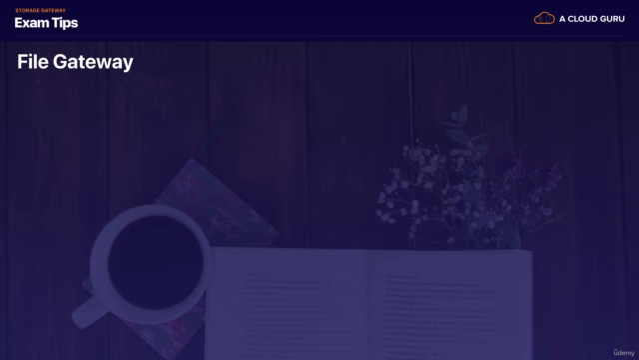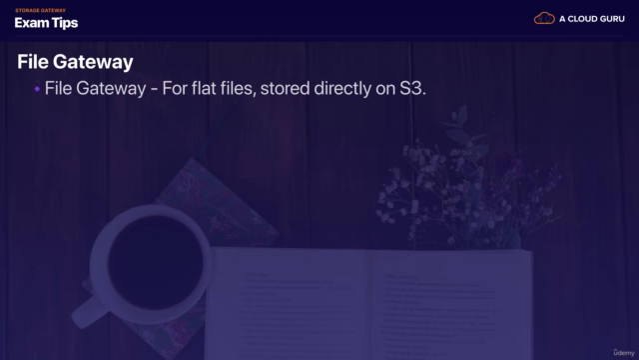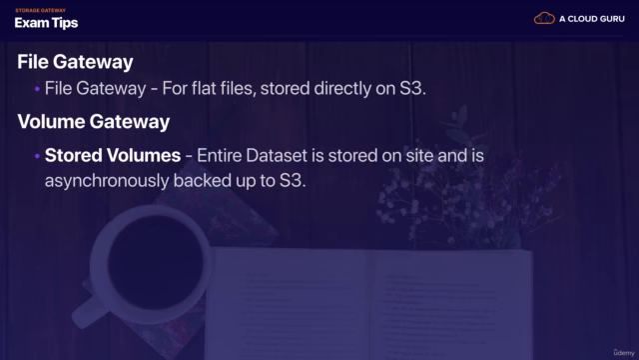So what are my exam tips? Well, we've got File Gateway. This is NFS, and it's for flat files, and it's going to be stored directly on S3. We've got Volume Gateway, which is using iSCSI, and it consists of two different volumes. So we've got stored volumes, where your entire data set is stored on S3.